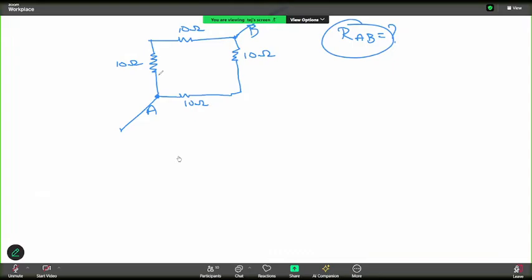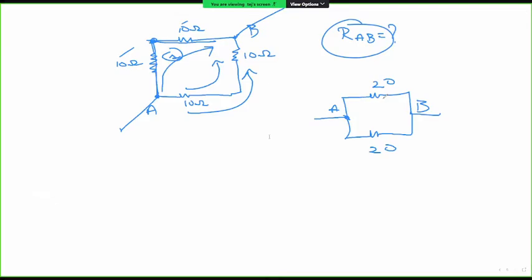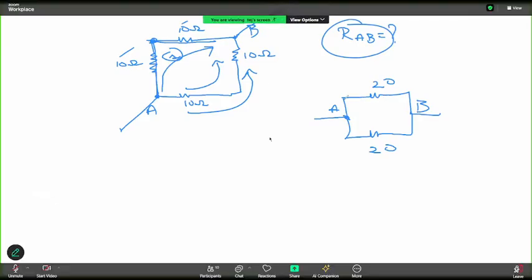So the simplified version of the circuit looks like this. But I still haven't found my answer. What is the answer right now? Between A and B, there are two resistors, but this time both of them are parallel to each other. Between this resistor and the below resistor, there are separate junctions. Wherever there are separate junctions, both of them will be parallel. So parallel, what do you do? 1 by RP will be equal to 1 by 20 plus 1 by 20.